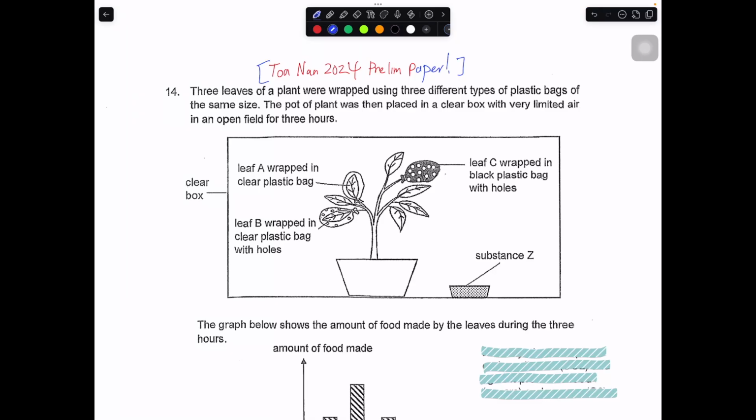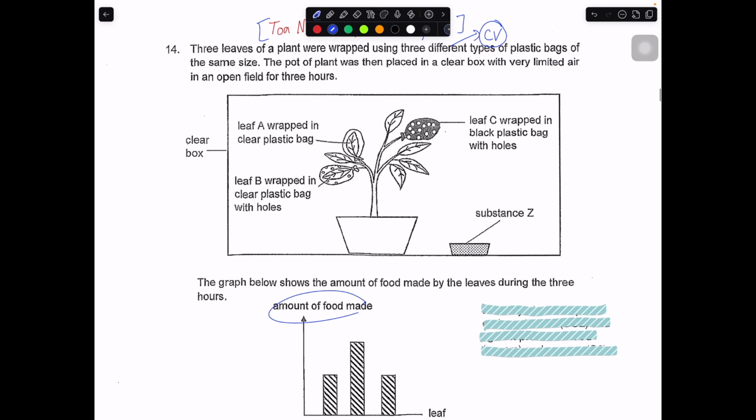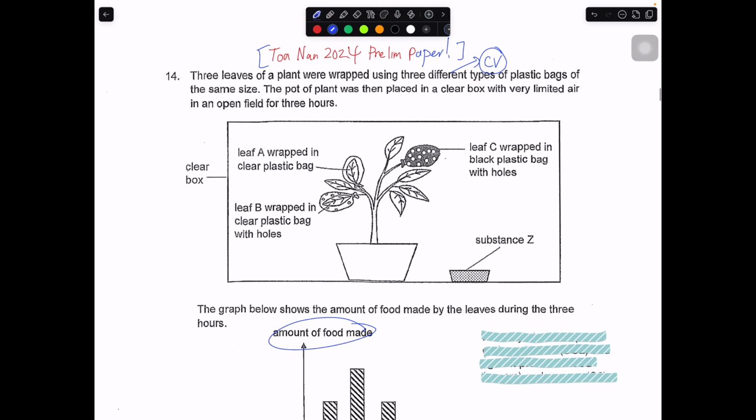I'll be going through Tao Nan 2024 prelim paper. We got 3 leaves of a plant that were wrapped using 3 different types of plastic bag. So that means they are really testing out the type of plastic bag, how it affects the amount of food made, in this case the rate of photosynthesis by the plant.